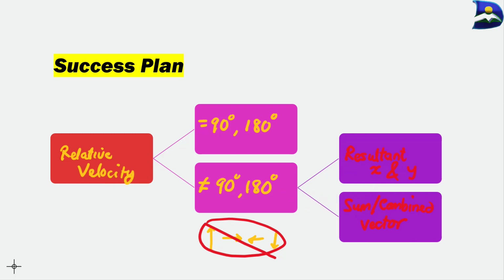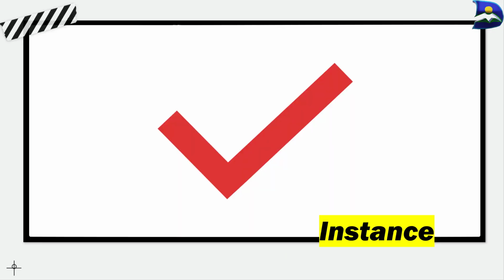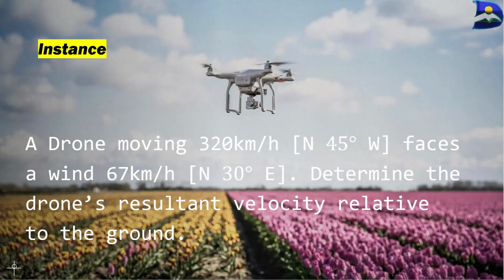So let's jump on to an example, and this example is based on a question that is as follows. A drone moves 320 kilometers per hour north 45 degrees west, and faces a wind that is moving at 67 kilometers per hour in direction north 30 degrees east. Now determine the drone's resultant velocity relative to the ground level.